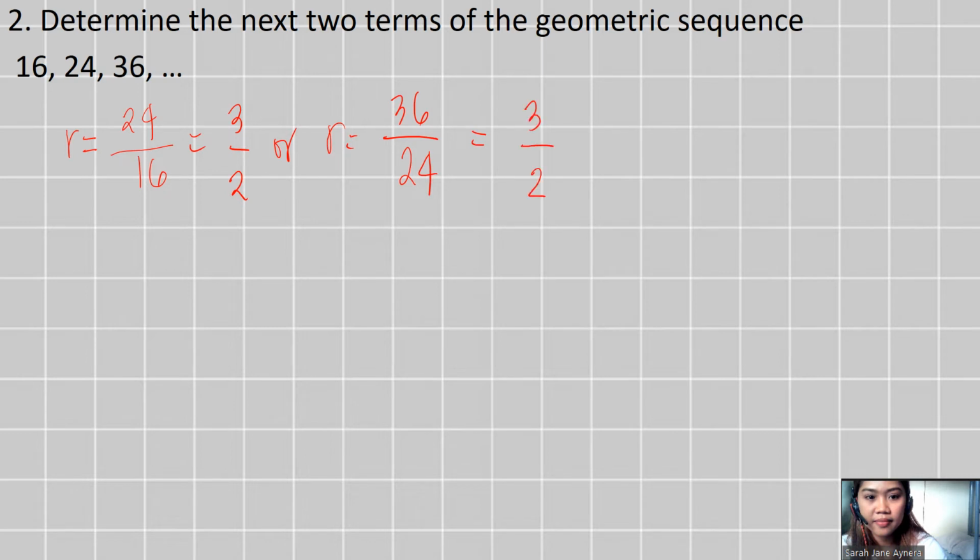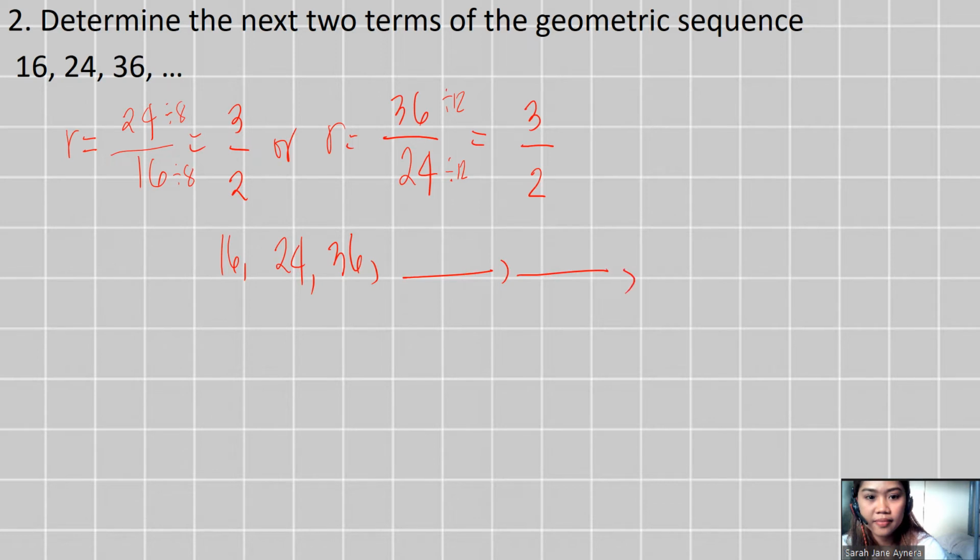How do we get 3 halves? We simply get the lowest term of 24 and 16. We can divide this by 8 to get 3 halves. Similarly, we can divide this by 12, both the numerator and the denominator, to get the lowest term, which is 3 halves. So, the common ratio is 3 halves. Now, what will be the next 2 terms? So, we have here 16, 24, 36, and the next 2 terms.